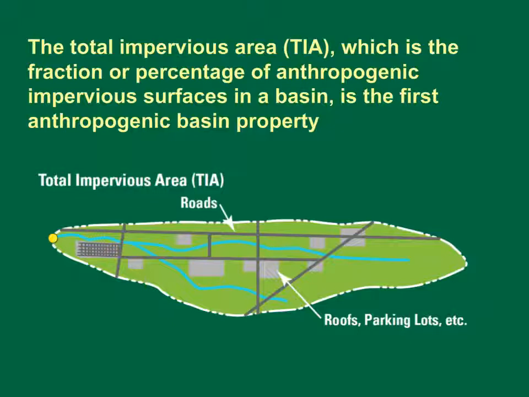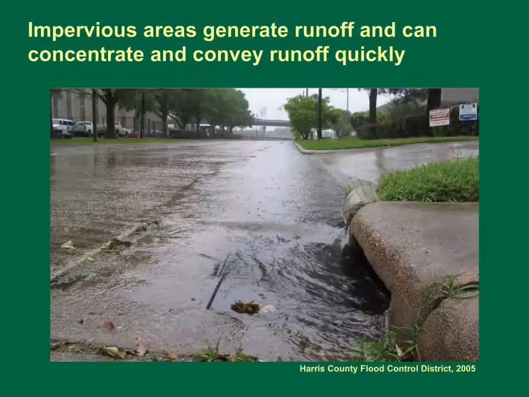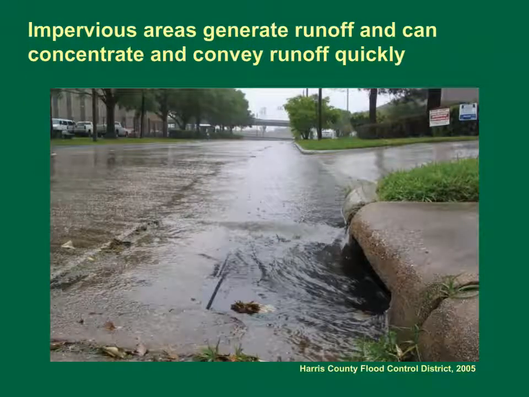TIA is an important explanatory variable for characterizing rainfall runoff transformations because impervious areas can rapidly convey precipitation towards the drainage channel network. Impervious areas generate runoff and can concentrate and convey runoff quickly. This picture shows runoff from paved areas and local rooftops entering a stormwater drainage system in Houston, Texas. In SELDM, the total impervious area, TIA fraction, is used to calculate runoff coefficient statistics and can be used to calculate the basin lag times.